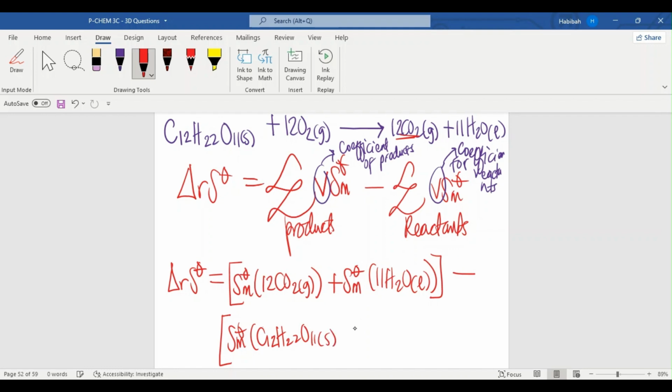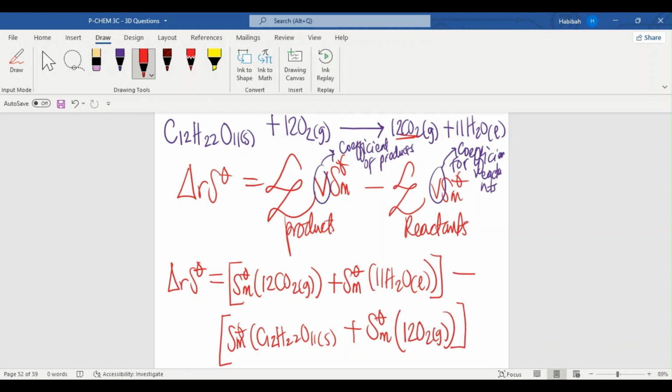C12H22O11 solid. And make sure you put all of this information in the proper phase, because the molar entropy for maybe H2O liquid will be very different from H2O gas, as well as going to be different from H2O solid. So the phase of each compound is very, very important. So that's why I keep saying solid, gas, liquid. It is for a purpose. It's very, very important because the values would differ based on the different phases. So we're going to do now the molar entropy for the second reactant, which is 12O2 gas.